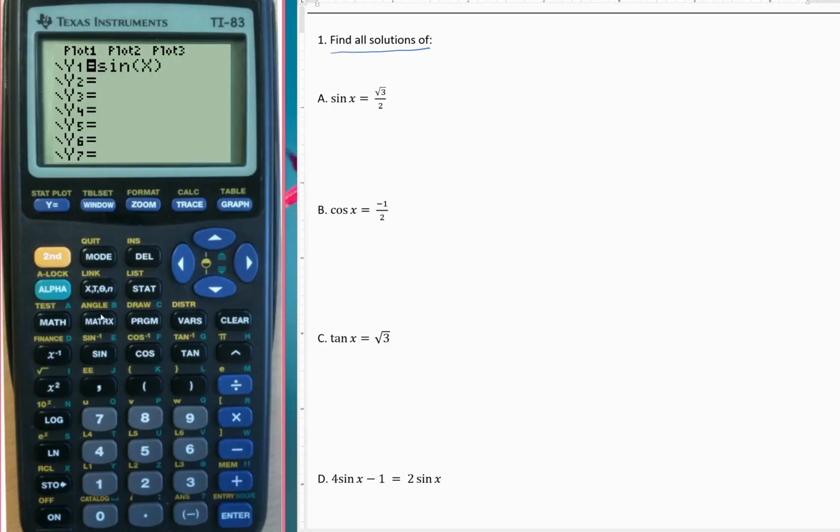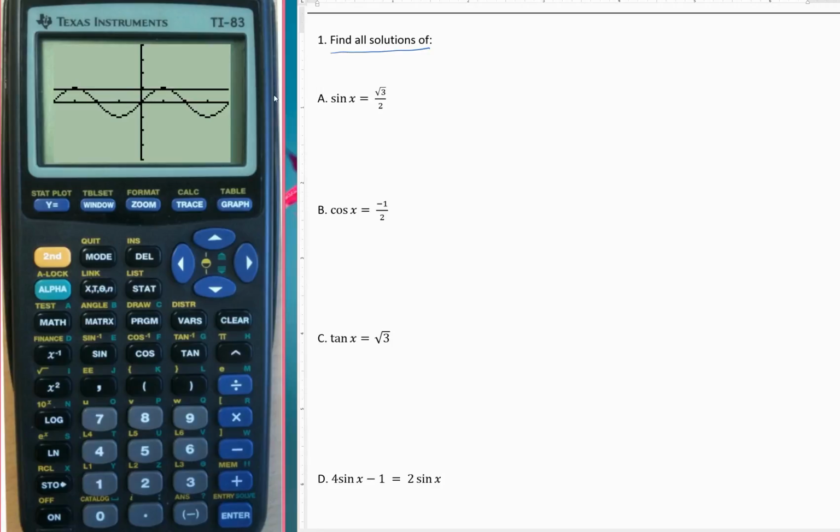Let's put the right-hand side of this equation, square root of 3 over 2. Now this will just be a horizontal line. And if you remember, the solutions here are going to be every place this horizontal line intersects our graph. And since this wave pattern goes on and this horizontal line goes on in both directions, we'll actually have infinitely many solutions.